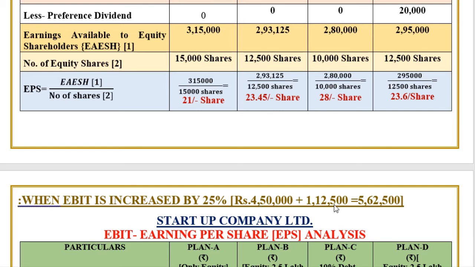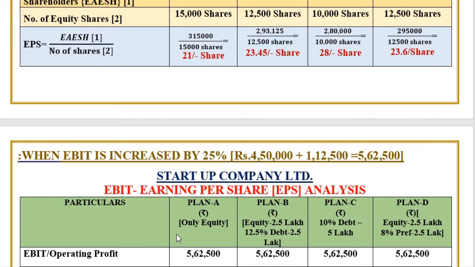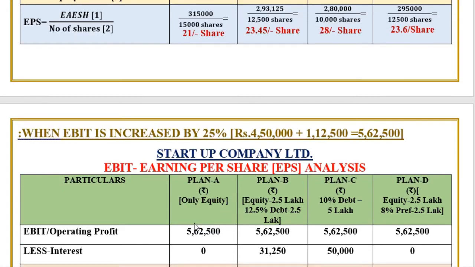You will get 1,12,500. So therefore increases, therefore plus additions ಆಗ್ತಾ ಇದೆ. 4,50,000 plus 1,12,500 will get 5,62,500. Now therefore a new EBIT will be 5,62,500 in all plans. The remaining part will be same. So equity same amount irutte, debentures same ಅದೇ amount ನ raise ಮಾಡ್ತಾ ಇರ್ತಾರೆ. Only this part, EBIT, will change.